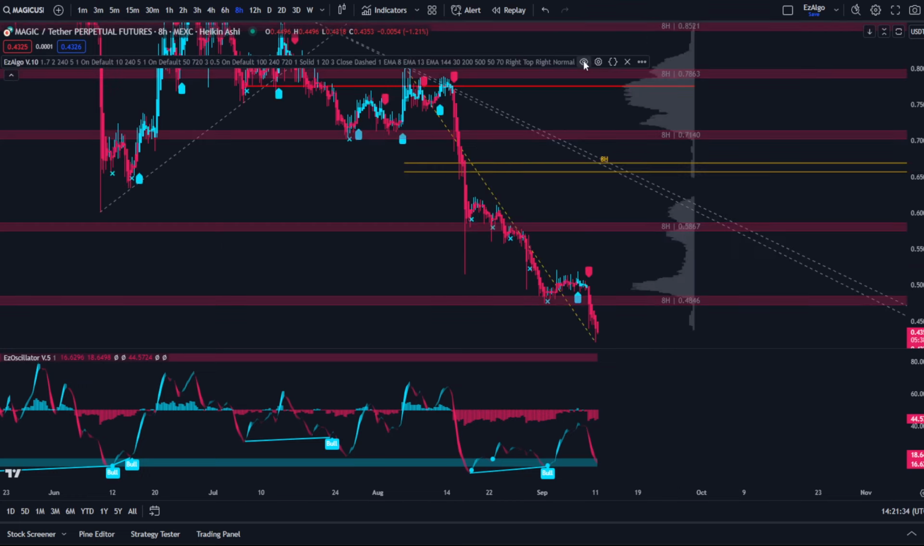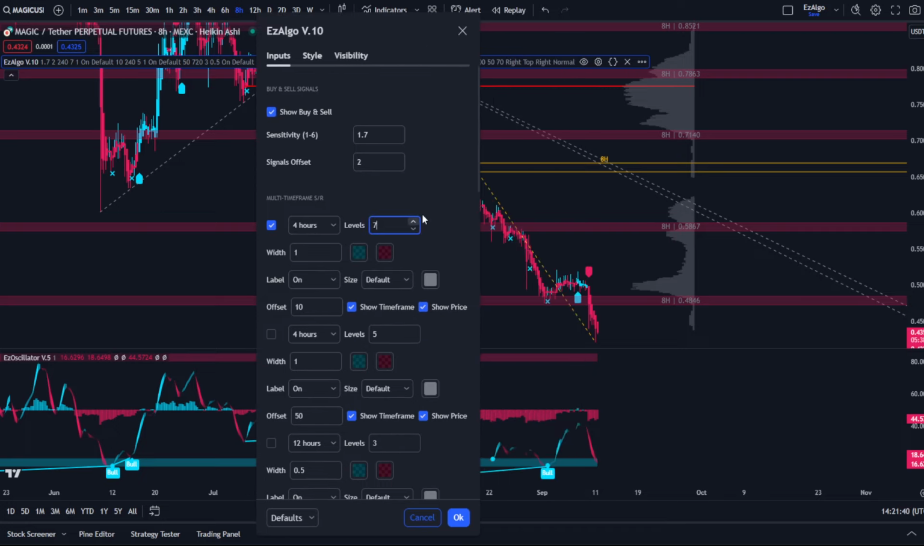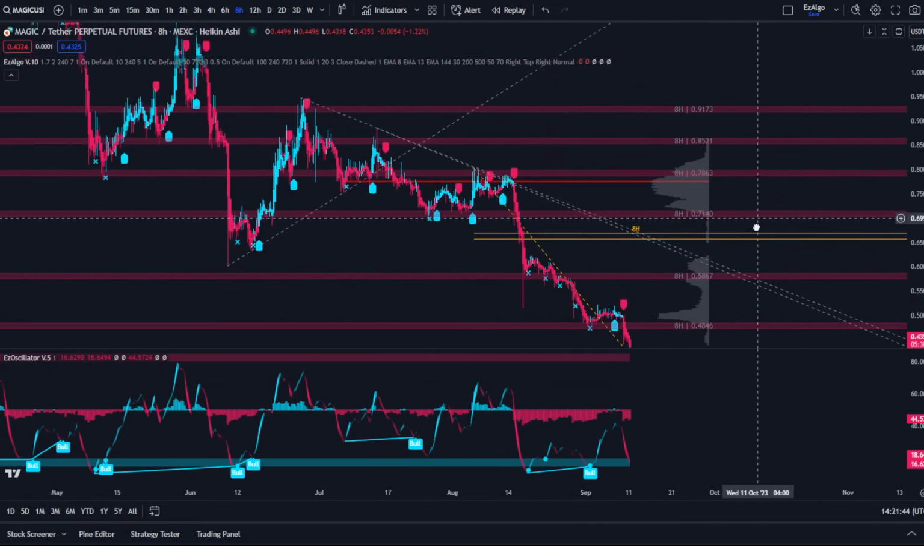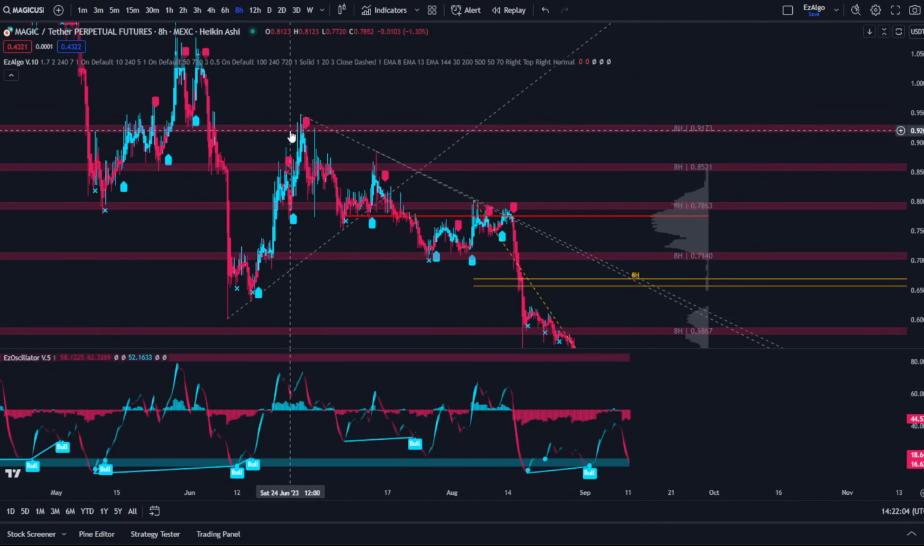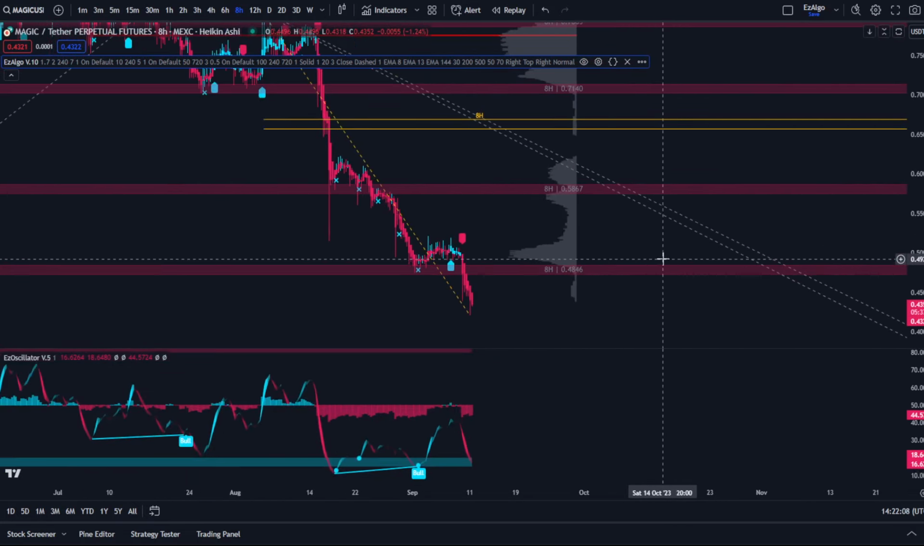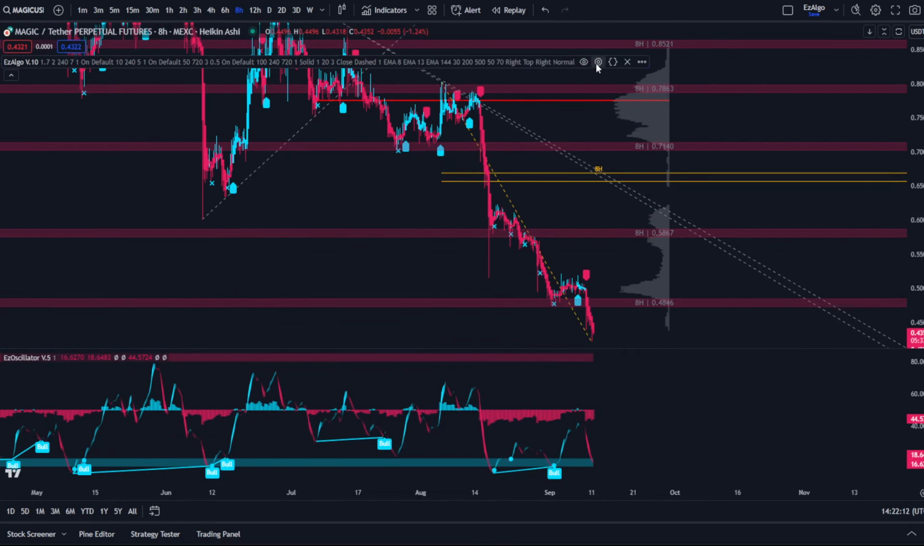Now we've also added customizations for the zones, right? We have a multi-time frame feature. You can actually change how many levels are on your chart at once. For example, if I set this to 7, you'll see that another resistance zone is drawn out for you. But honestly, I like to keep it at 5 or so. Now this is only a maximum of whatever this number is, right?